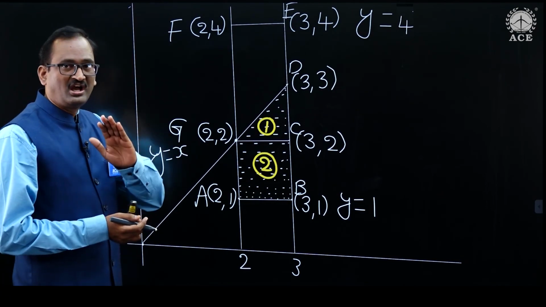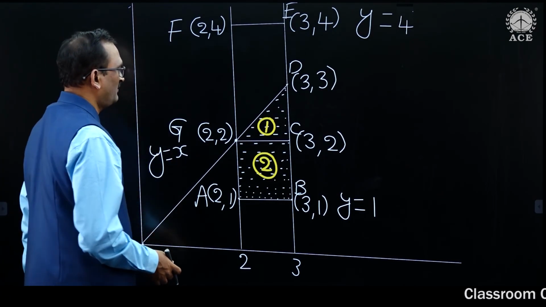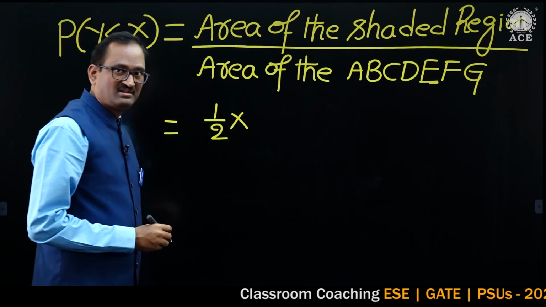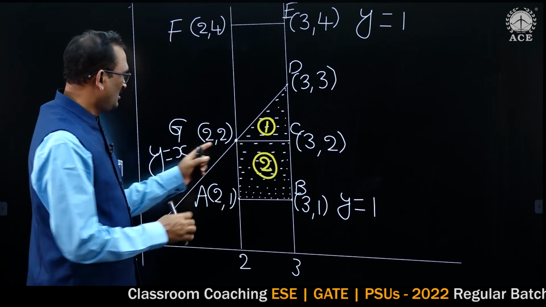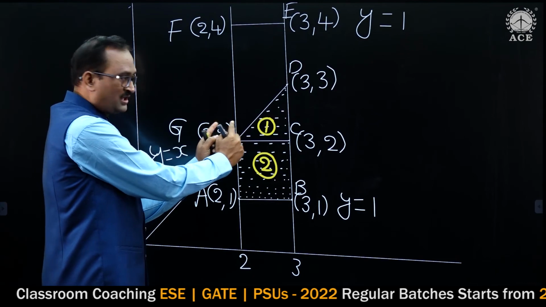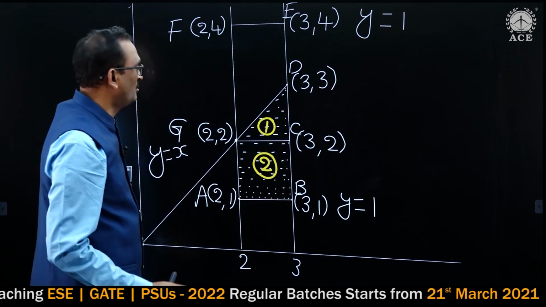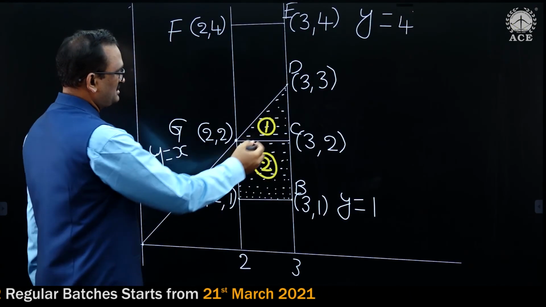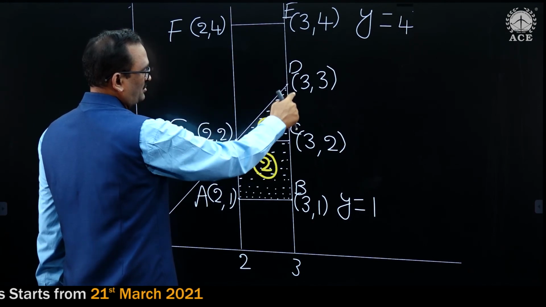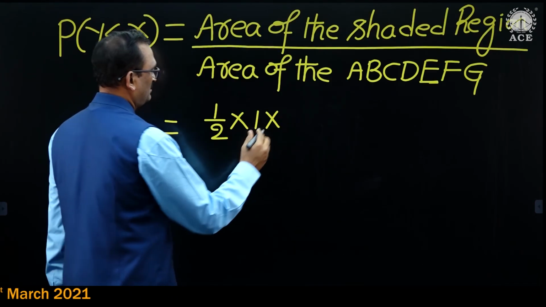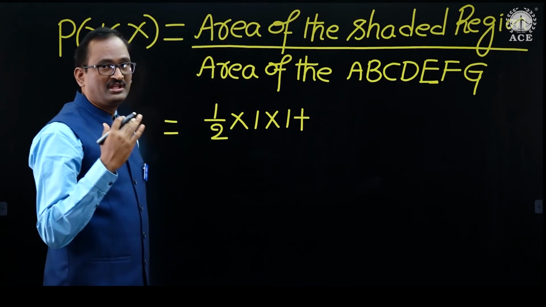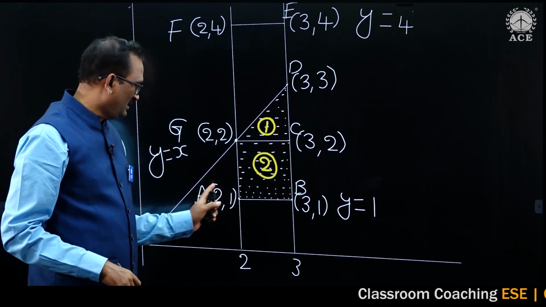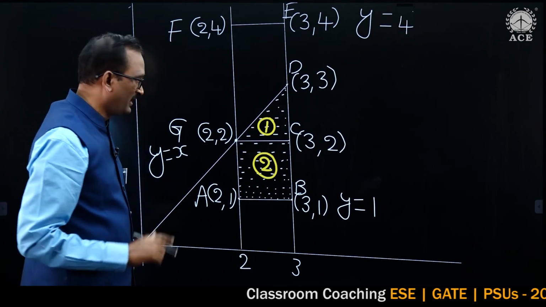Area of the triangle is half into base into height. Base is the distance from 2, 2 to 3, 2. That is 1 unit only. Height is the distance from 3, 2 to 3, 3. That is 1 unit. Plus area of the square, side into side. This side AB is the distance from 2, 1 to 3, 1. That is 1 unit.